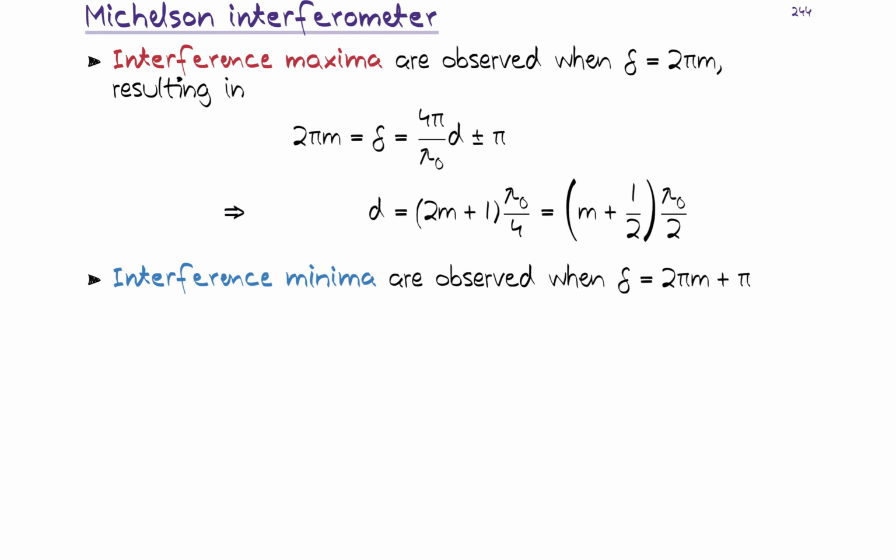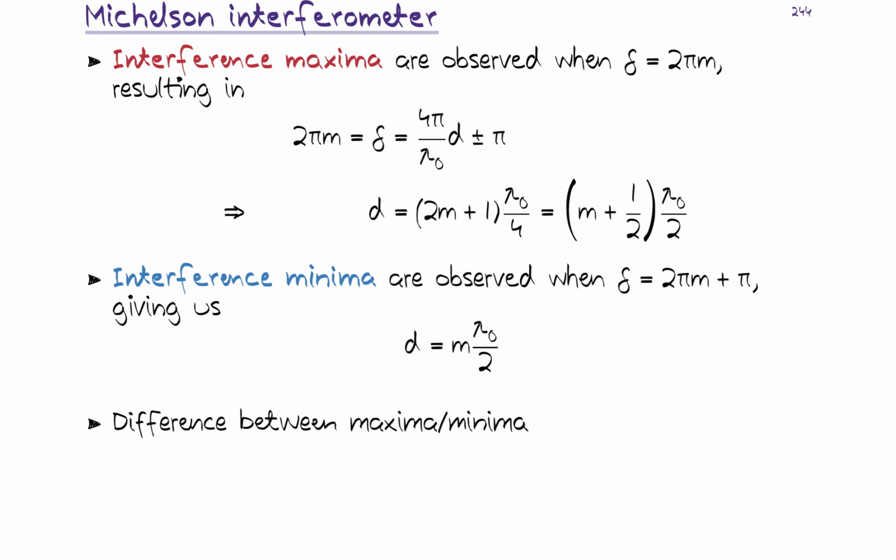And of course, in the same way, destructive interference takes place when the phase difference is an odd integer of pi, so we have interference minima, and a similar condition says that d should be m times lambda divided by 2. And now we can right away calculate the difference between the maxima and minima, and this difference essentially is lambda naught divided by 2.